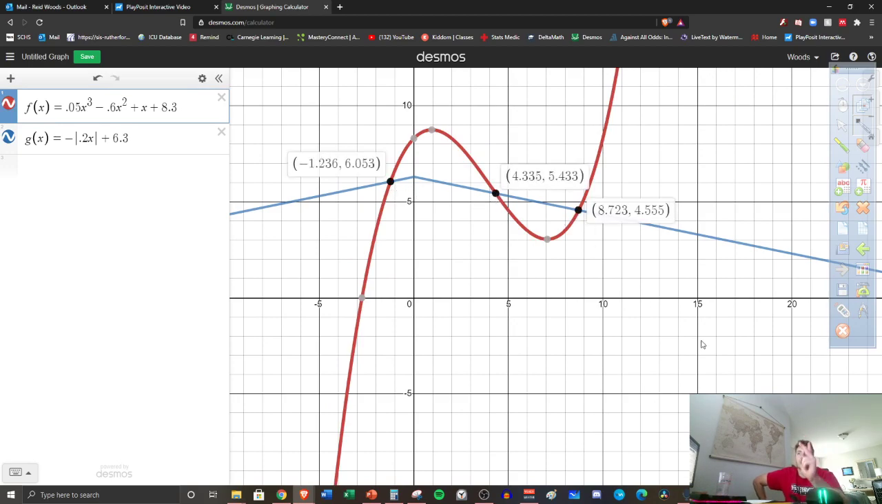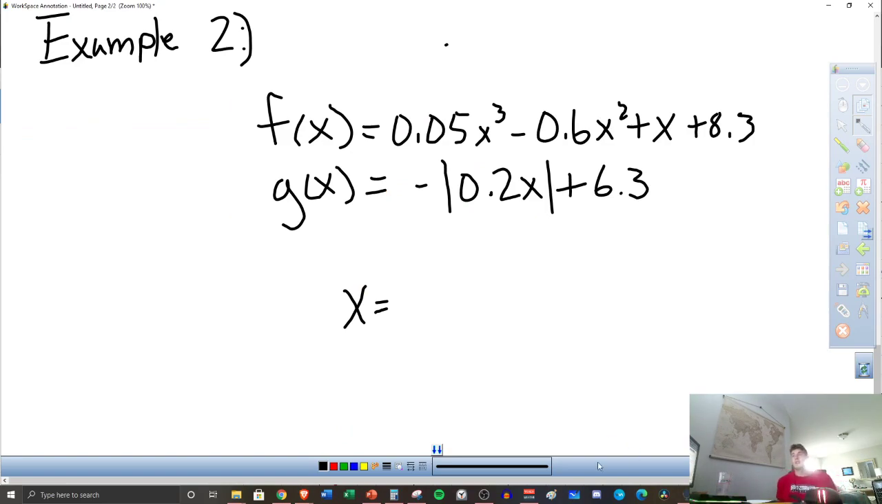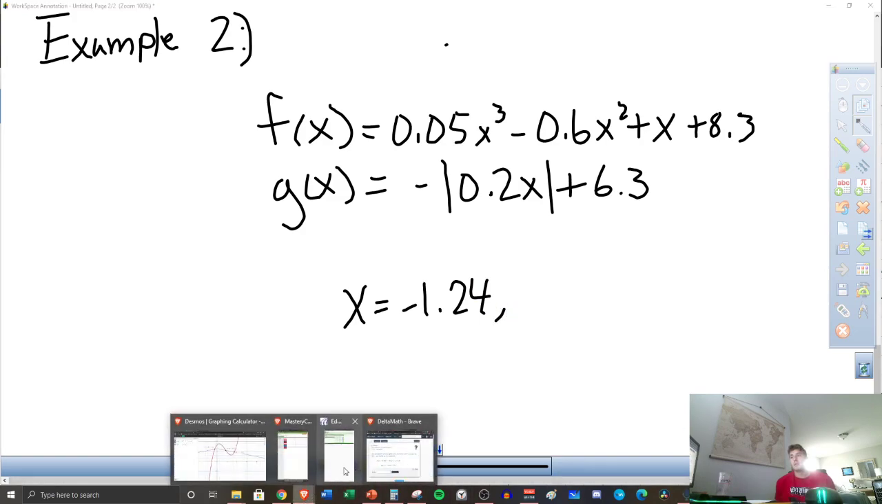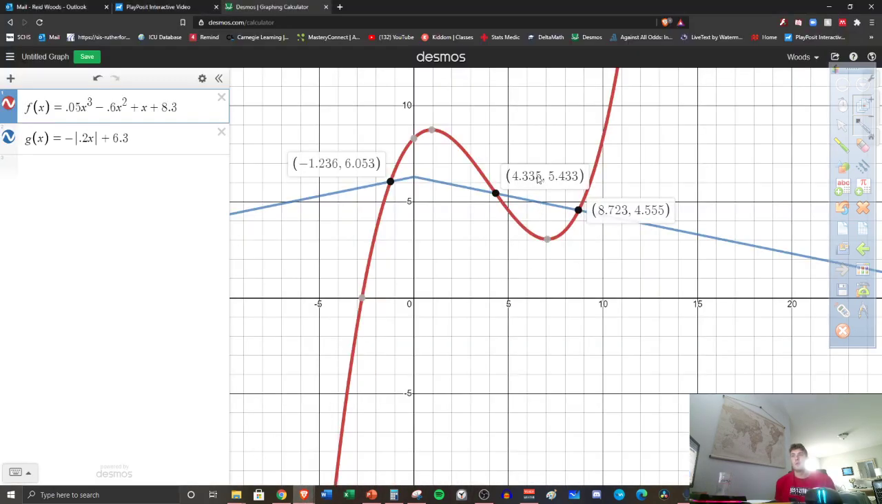And remember, we only want this to two places. So this first point is negative 1.2, we round that up. So that's a 6, we round up, so negative 1.24. So let's write that in. Negative 1.24 is one of them. Let me pull up Desmos again. 4.335, that rounds up to 4.34.